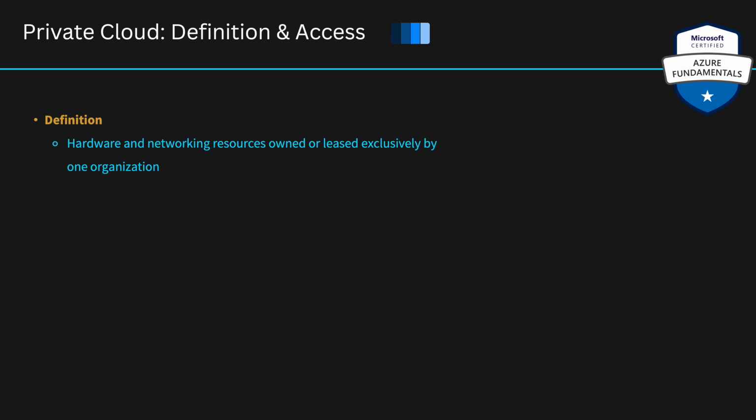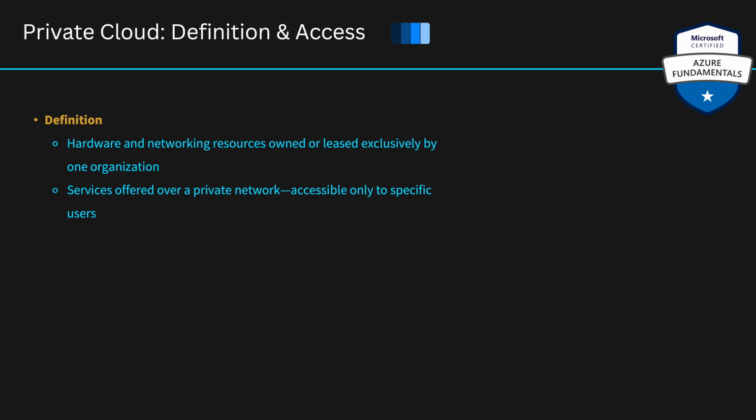The private cloud is quite different from the public cloud in that it is based on hardware and networking resources that are either owned outright by an organization or leased exclusively. In a private cloud environment, computing services are offered over the internet or a private internal network, but they're accessible only to a select group of users rather than the general public. You can think of this as a cloud environment that requires an invitation to access. It's not something you just sign up for with a credit card.